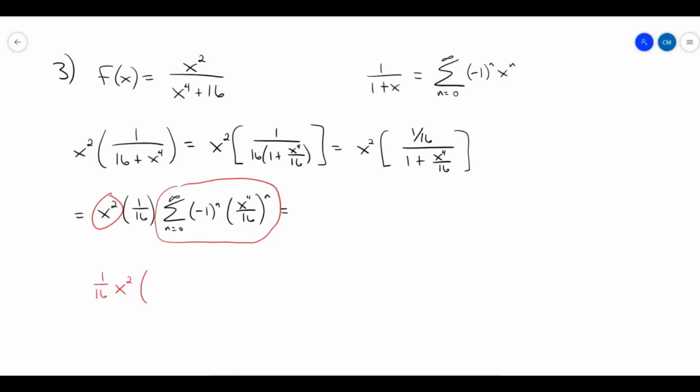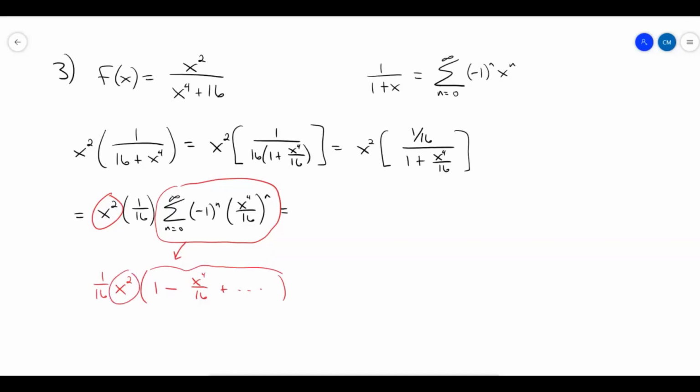What happens when n is 0? You'd get just 1, and then the next term would be, if n is 1, minus x to the 4th over 16, etc., right? And so you have all these terms here, but it's all just polynomials, right? So what I'm doing again is writing out the sum sort of longhand. That's the sum.